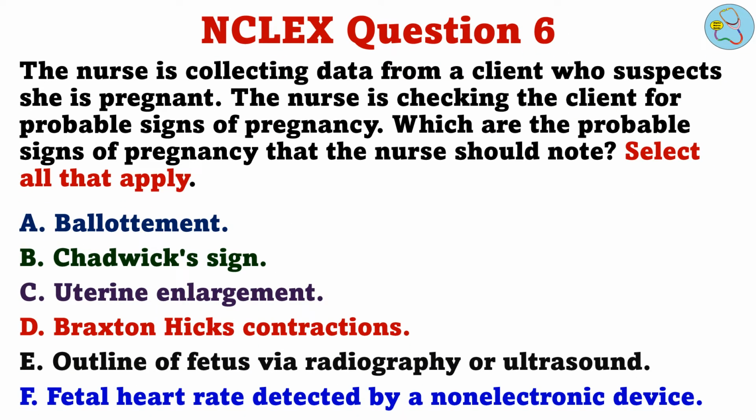Question 6. The nurse is collecting data from a client who suspects she is pregnant. The nurse is checking the client for probable signs of pregnancy. Which are the probable signs of pregnancy that the nurse should note? Select all that apply. A. Ballottement. B. Chadwick's sign. C. Uterine enlargement. D. Braxton Hicks contractions. E. Outline of fetus via radiography or ultrasound. F. Fetal heart rate detected by a non-electronic device.